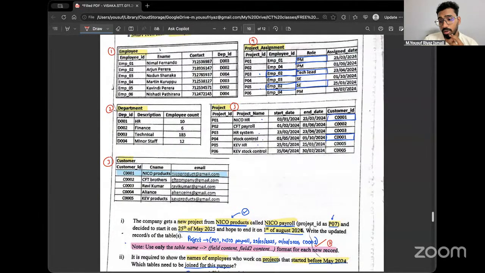Either you have to update a record. You can't just mention the project ID only, there's no purpose. Without a purpose, you can't just mention it. But first, which table will you go through?